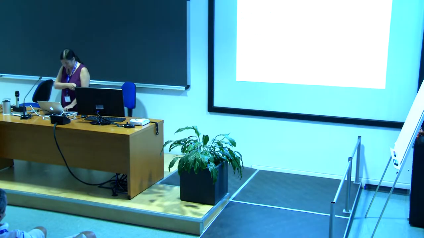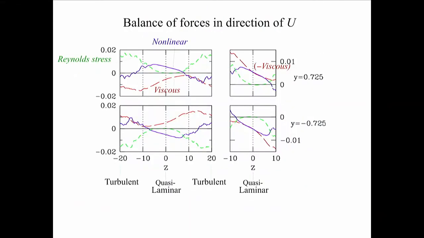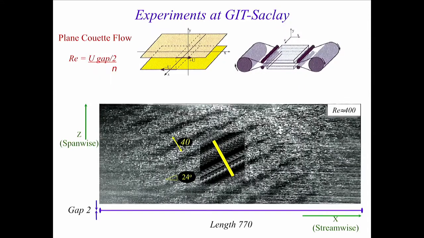solution do something. So that's the end of the first example, which is to say that numerics provides a clean, detailed experiment with perfect input and perfect output. And in this example, the method was merely time integration. And what did we show? We showed that you can get the turbulent-laminar banded solution in a truncated oblique domain, that is to say, in a domain like this, we produce this solution. The picture that you saw here.